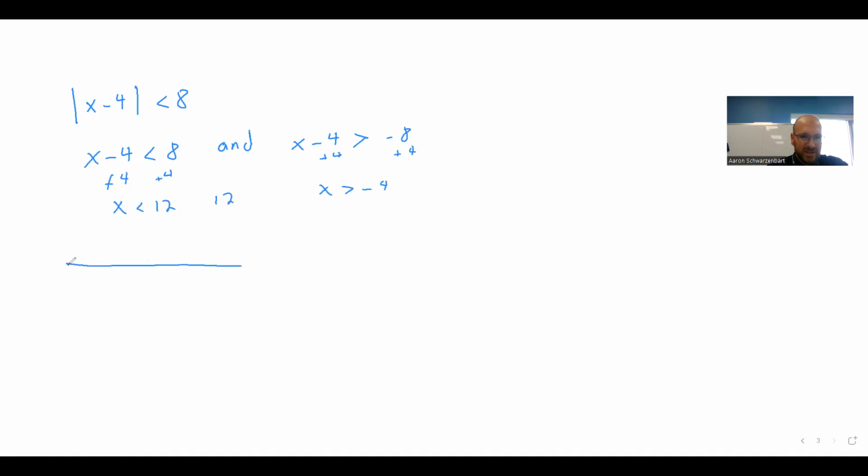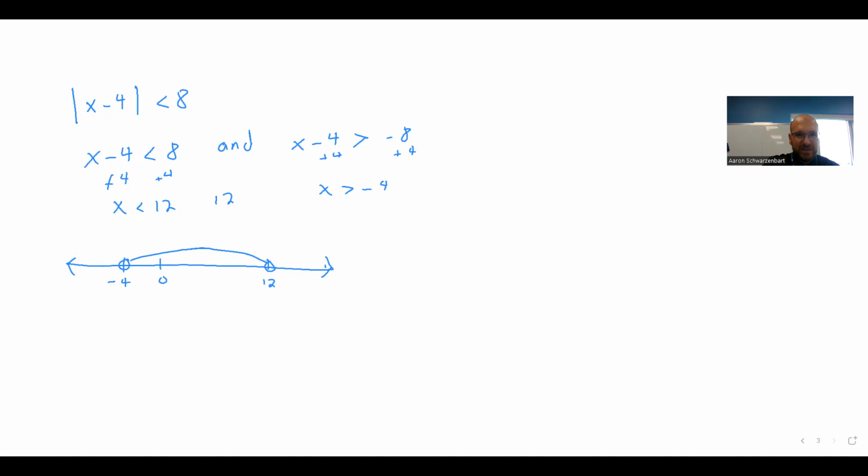If I think about that on a number line, that's going to look like this. In the middle here, I've got 0. These are both open circles. Less than 12 goes this way, greater than negative 4 goes this way, and "and" means I'm looking at the overlap.